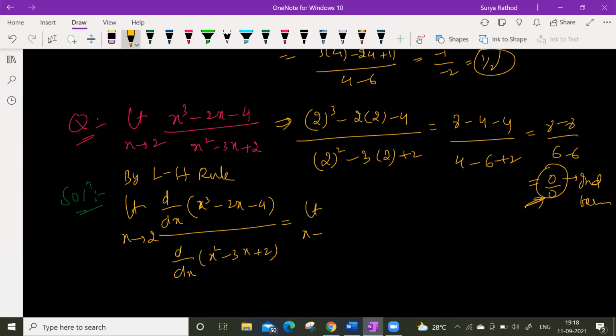Because the limit extends to 2. d by dx of individual terms, d by dx of 3x square. Such a small question. What happened to that? 3x square. Then d by dx of 2x is how much? d by dx of 2x, what is it? d by dx of 2x is what? Krishna, I'm asking, d by dx of 2x is what?